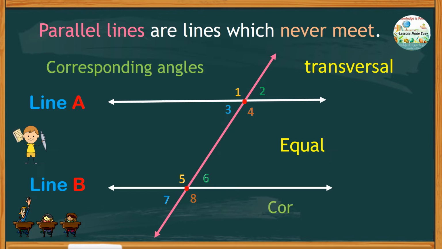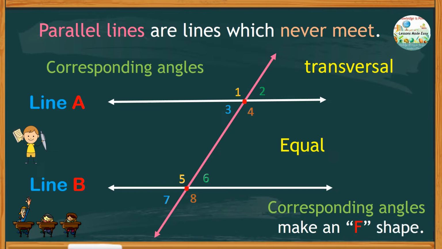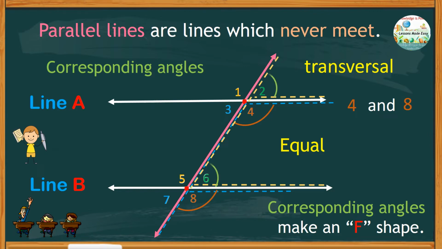A pair of corresponding angles make an F shape. Can you find an F shape in the figure? Let me help you with the first one. On the right side of the transversal is an F shape. These two angles are corresponding, angles 4 and 8. On the same side, you can find an inverted F shape that consists of these two angles, 2 and 6.